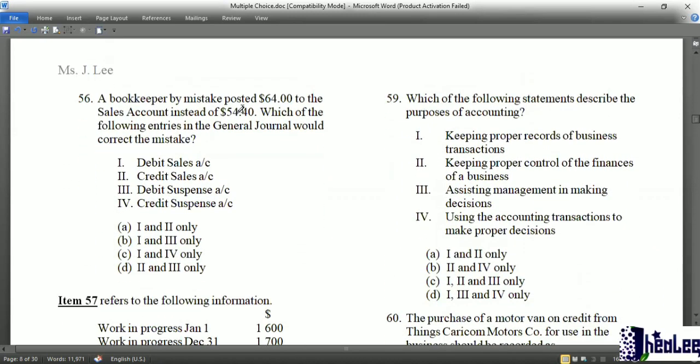Next question, question 56. A bookkeeper by mistake posted $64 to the sales account instead of $54.40. Which of the following entries in the general journal would correct the mistake? So looking at the information, the sales account was overstated. And the fact that it was overstated, it means that you have to find the difference between the two figures and put that on the opposite side of the entry to reduce that. In order to reduce your sales, you would have to debit your sales account and you credit your suspense. So your response there for number 56 is C.